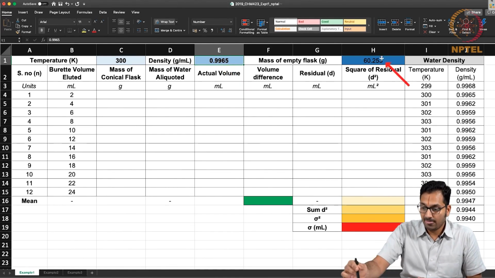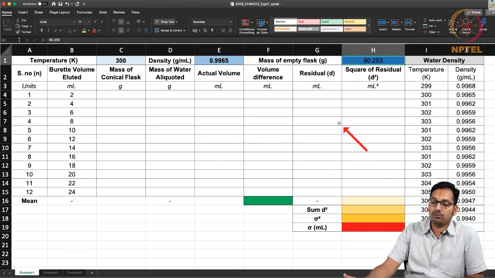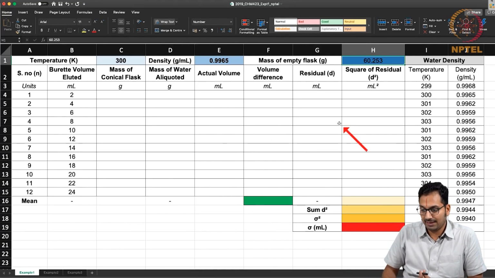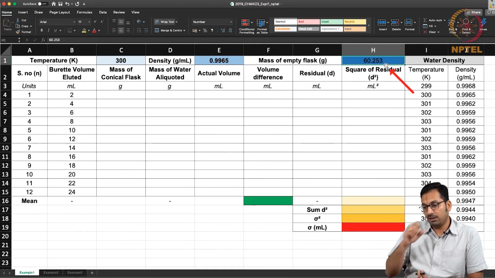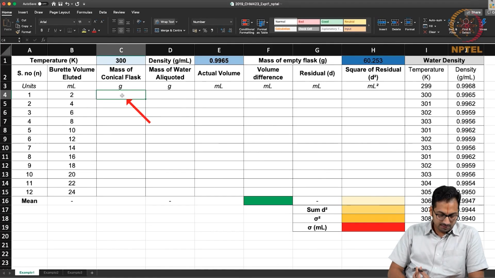Let's assume that for this measurement, the scientist measures a total mass of 60.253 grams, where the uncertainty exists in the last decimal, basically 1 milligram for each of these measurements. And let us say that the following measurements were made.